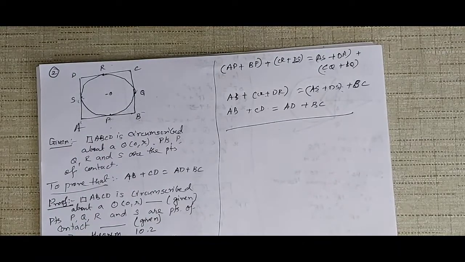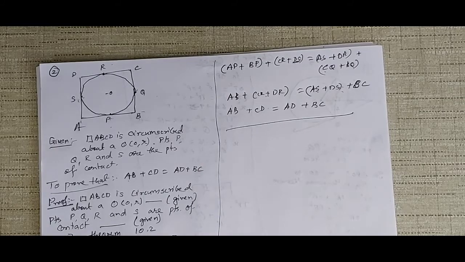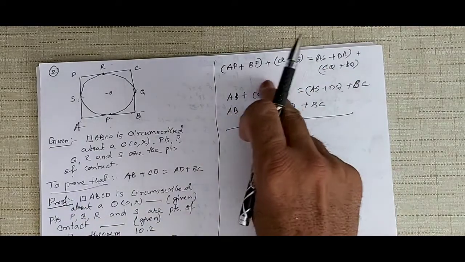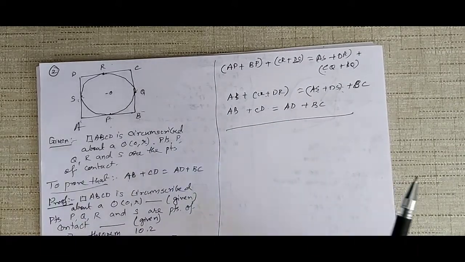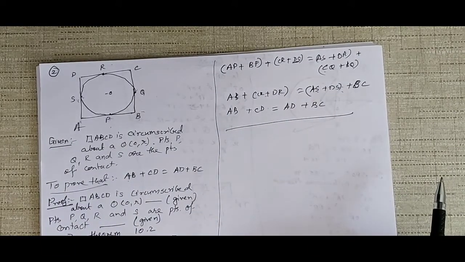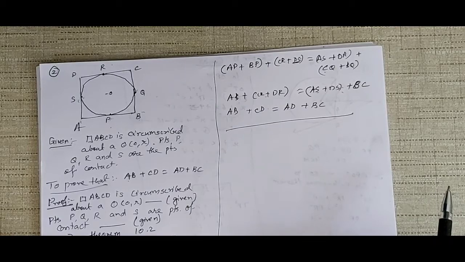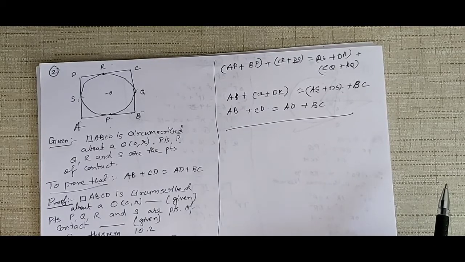Then you simply have to add. Of course, if I write, for example, DR on this side and DS on this side, then also it's okay. Instead of that, if I write CQ on this side and BQ on this side, then also it's okay. It doesn't matter. After all, you just have to add and then rearrange, and you will get AB plus CD is equal to AD plus BC. Now, these are quite easy to understand, okay. They are not really very difficult.